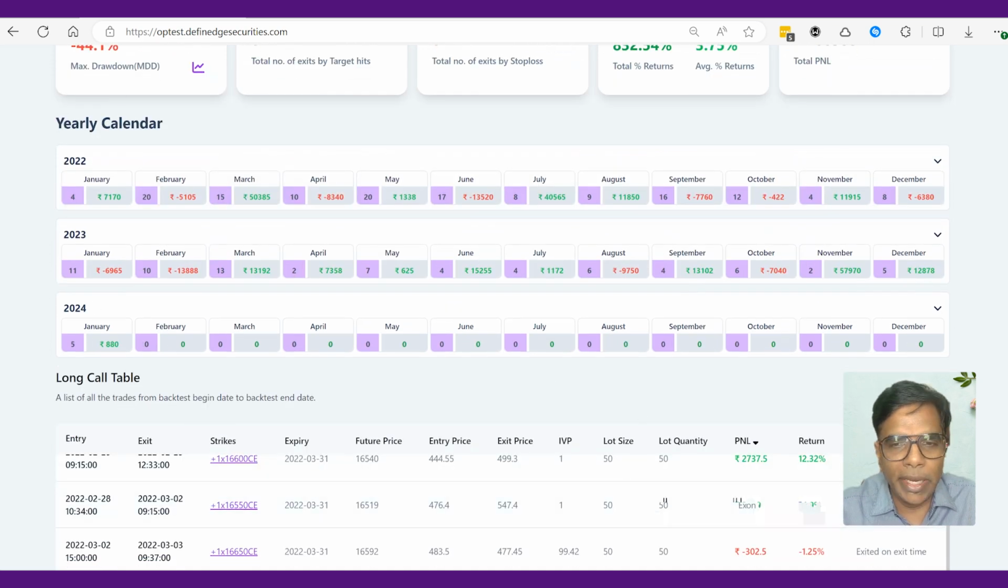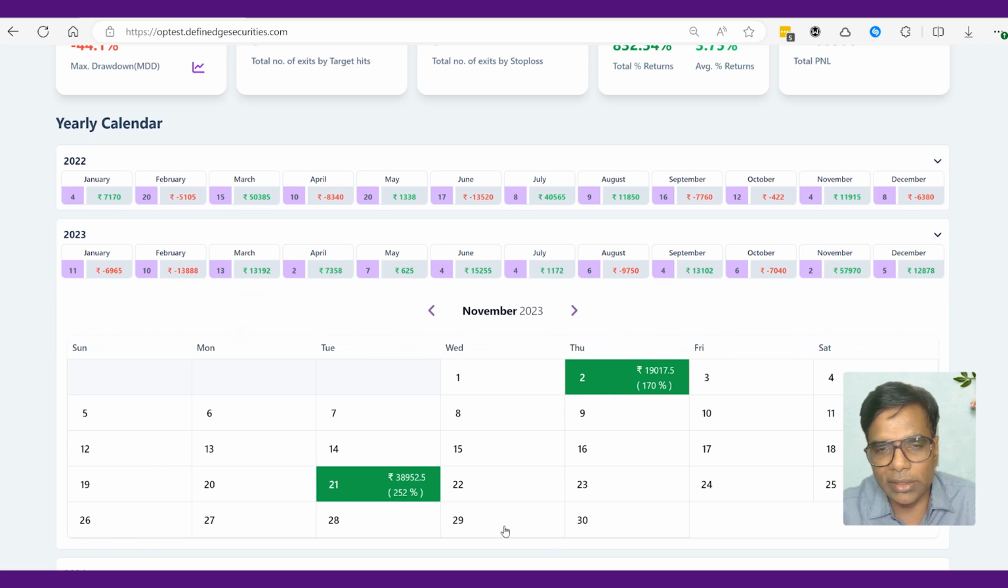Now again, this is the breakdown of the trades. This is a yearly calendar with each month breakdown, and in each month we have the number of trades and the P&L. Now the highest, I believe, happened in November of 2023, 57,000 in 1 month, just from 2 trades. If you click this, you will see just 2 trades. One is 19,000, one is almost 40,000. 2 trades gave this much P&L.